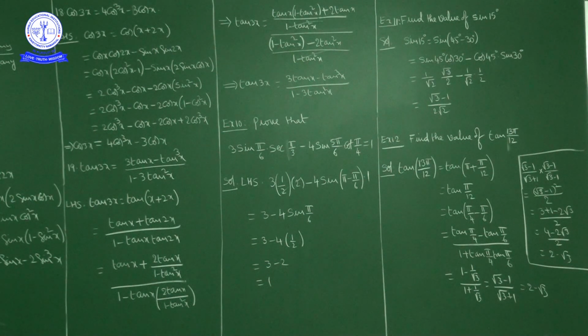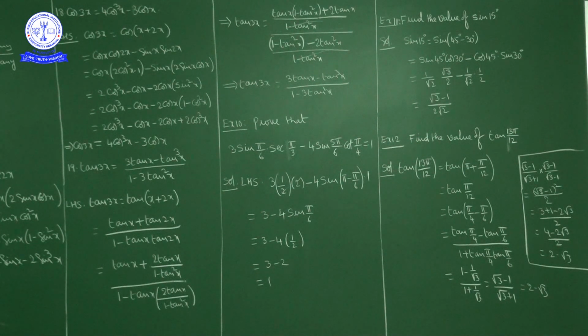Okay, now example 10: prove that 3 sin pi by 6 into secant pi by 3 minus 4 sin 5 pi by 6 into cot pi by 4 is equal to 1. Prove this value is equal to 1. Now you have to be comfortable with both the degree system as well as the radian system.